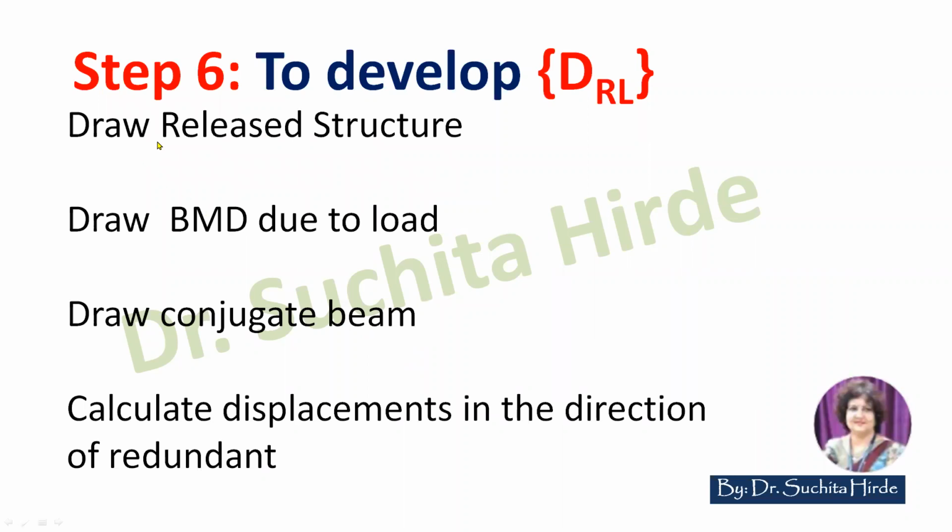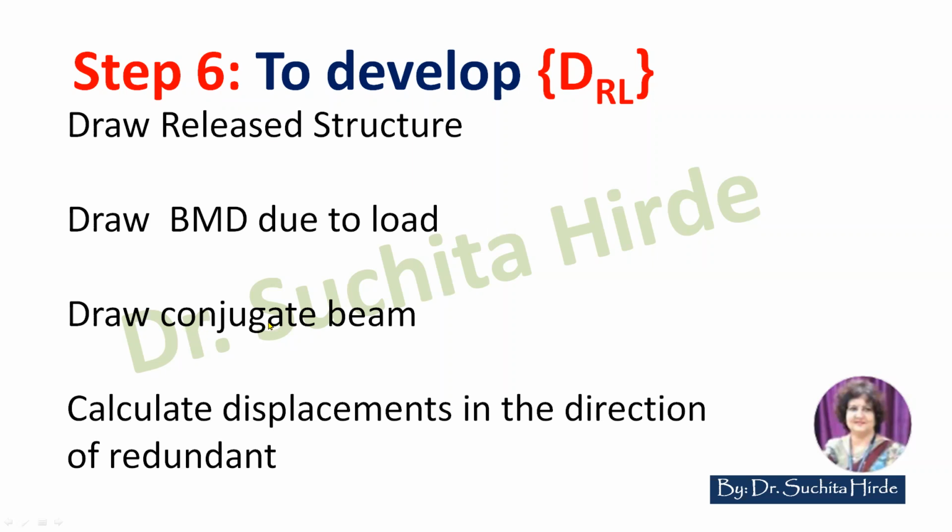First of all, we draw the release structure. Then we draw the bending moment diagram due to load, draw the conjugate beam for that, and then calculate displacement in the direction of redundant. You know that the conjugate beam is an imaginary beam which is loaded with the M by EI diagram of the original beam. So to draw the conjugate beam, first of all, we have to draw the bending moment diagram due to load. The bending moment diagram itself is considered as load on the conjugate beam.